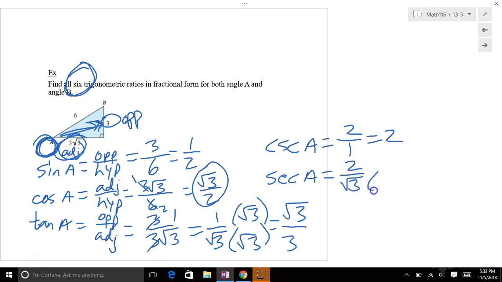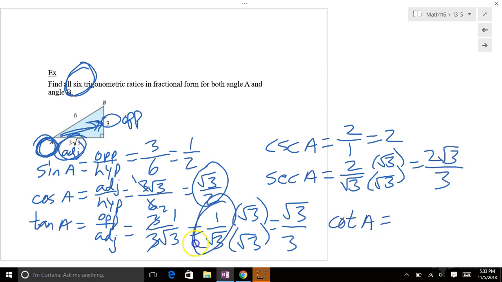And then you do have to rationalize that. So multiply by √3, top and bottom. So you get 2√3 over 3. And then finally, the reciprocal of tangent, the cotangent. So instead of 1 over √3 before you rationalized it, it's √3 over 1, which is just √3. Okay. Now that's for angle A.